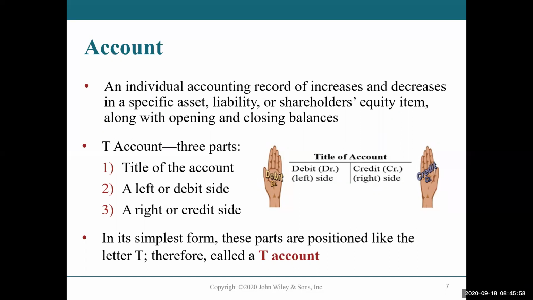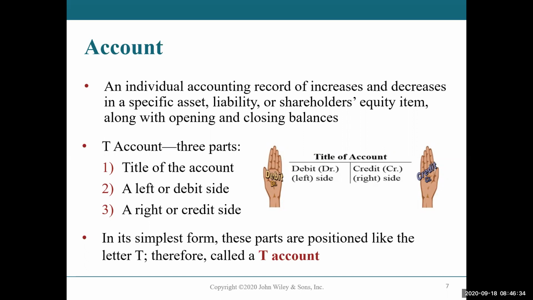So we deal with a bunch of different accounts. In earlier chapters, when we talked about cash, accounts receivable, accounts payable, supplies, inventories, vehicles, equipment, all of those different items are technically accounts. An account is an individual accounting record of increase and decrease in a specific asset, liability, or shareholder equity item, along with opening and closing balances. This is what your accounts look like. This is a T account representation.